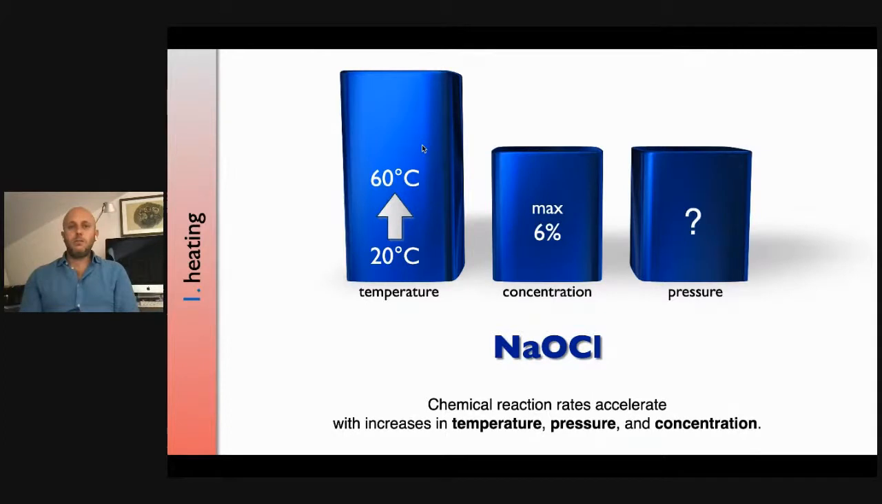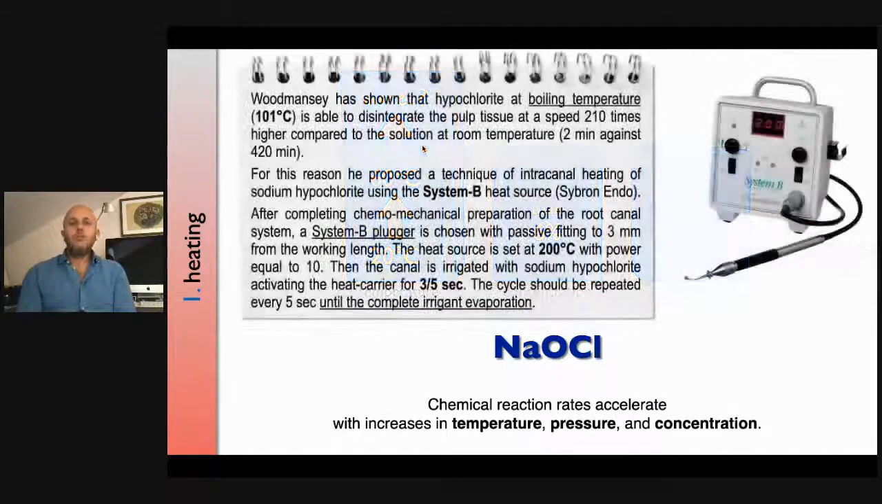We can use it at room temperature, at 20 degrees, and when we put it inside the root canal, in few seconds, it will reach the body temperature. Or we can warm it at 50 or 60 degrees, but we are exposed to the risk of a quick decrease of temperature when we put it inside the root canal, because it will reach quickly the body temperature. But what we can do is to warm it more directly inside the root canal. And how? We can do it as suggested by Woodmansey in 2005, using a simple device that is a heat carrier used for the warm compaction of guttapercha.